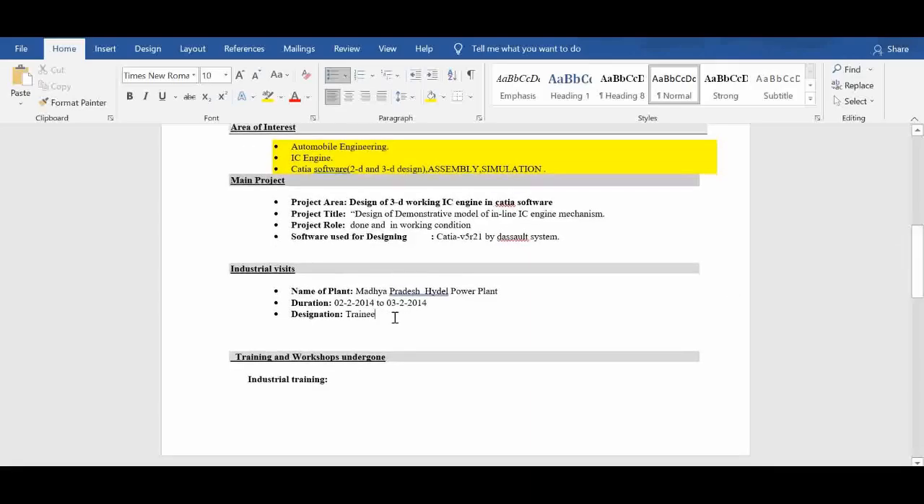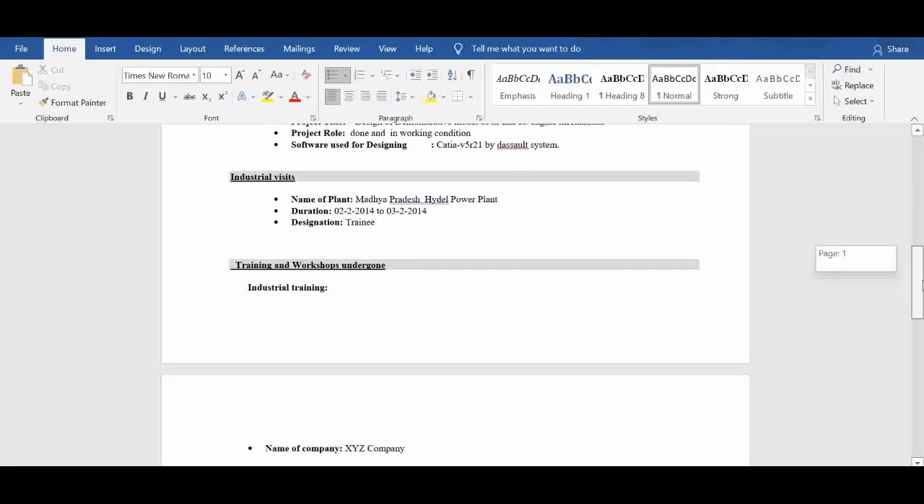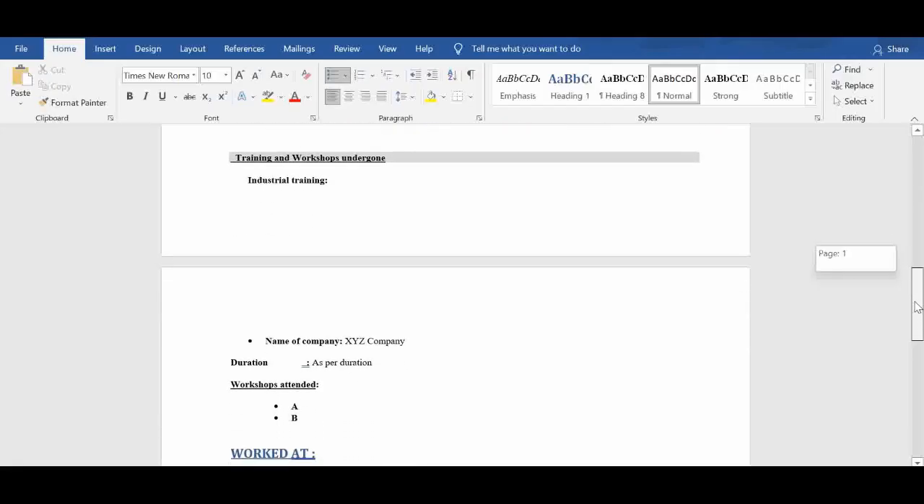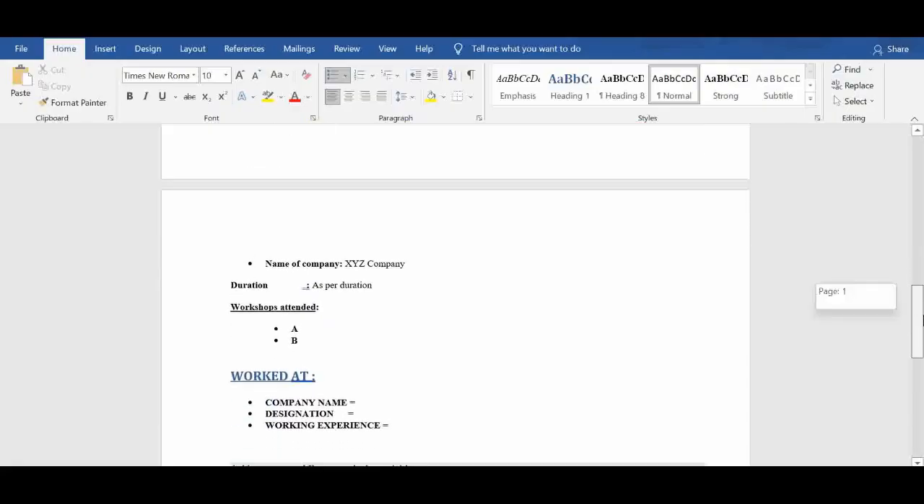So he has worked as a trainee. He must have learned at least something to write at least one line there. Now, training and workshops undergone, so you can mention the workshops and the trainings conducted. Again, this is an important part.